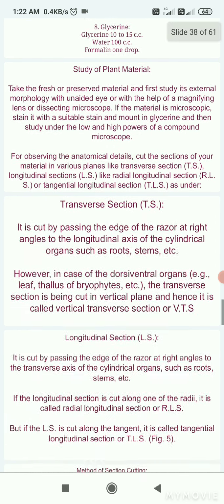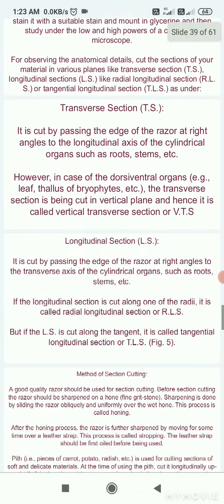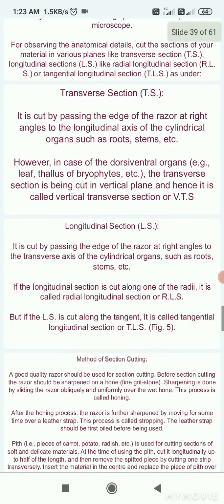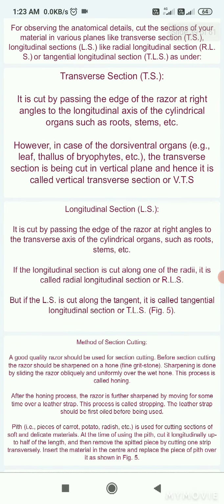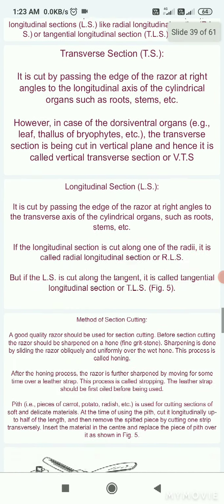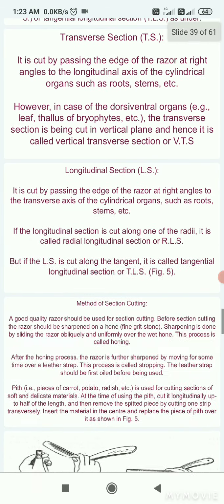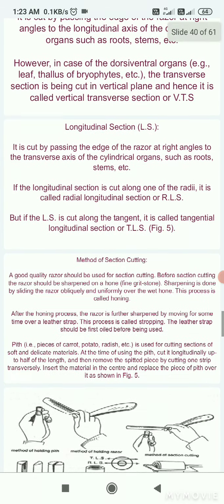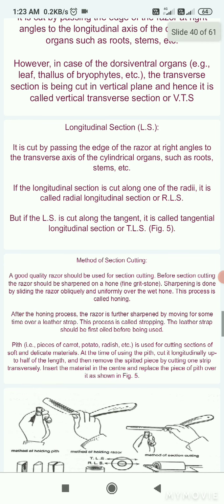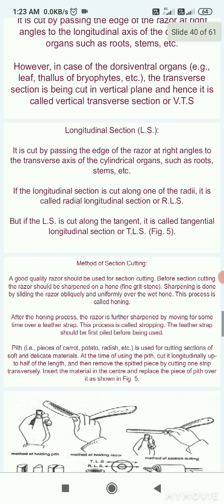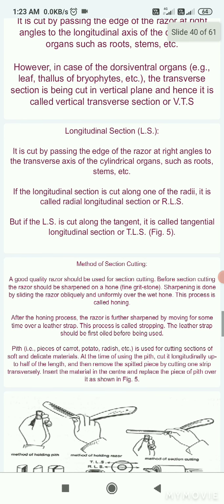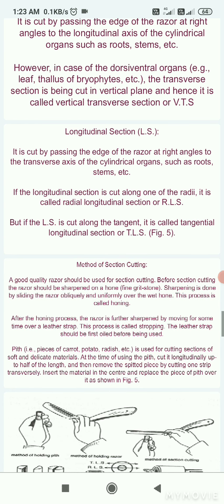When we are taking a transverse section, it is a cut made by passing the edge of a razor blade at right angles to the longitudinal axis of a cylindrical organ such as root and stem, etc. However, in case of dorsiventral organs, for example leaf, thallus of a bryophyte, etc., the transverse section is cut in a vertical plane and hence it is called vertical transverse section.